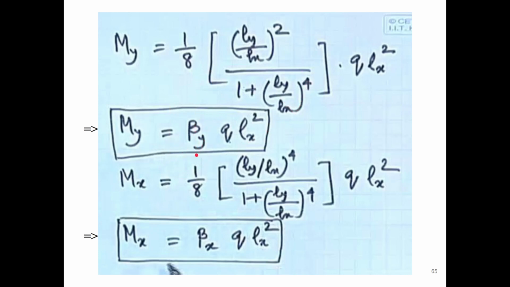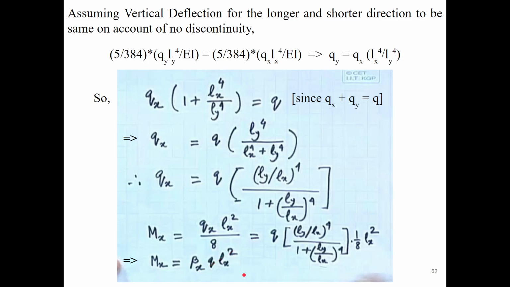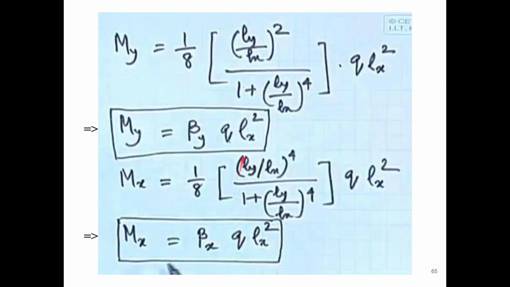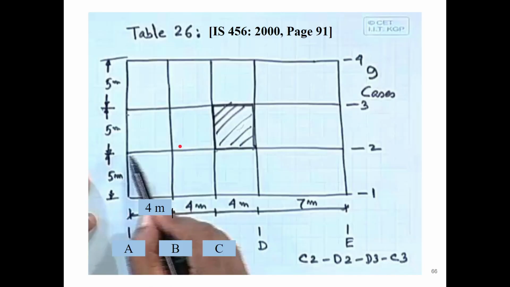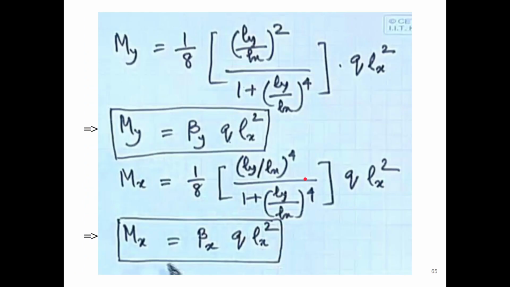So that is the value of beta y into qLx square. That is the value of My, and we obtained the value of Mx beforehand, which is beta x q Lx square. So if you see, qLx square is the same for both Mx and My, only the beta x and beta y values are different. Even in My, we take Lx only, not Ly. So Lx is constant, q and Lx square are constant, only beta x and beta y change for Mx and My respectively.